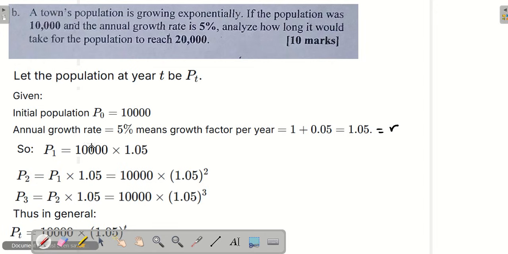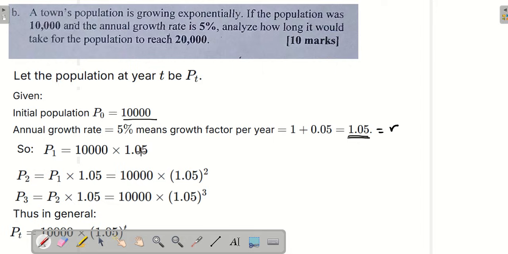P1 is going to be 10,000 times the 1.05. Remember, we started with 10,000, and we are saying that the annual growth rate is 5%. And 5% means that the percentage increment is going to be 1.05, which represents the growth rate or the common ratio. So what do we do? When you multiply it by the 10,000, then you get the increment, you get the total population for year 1.